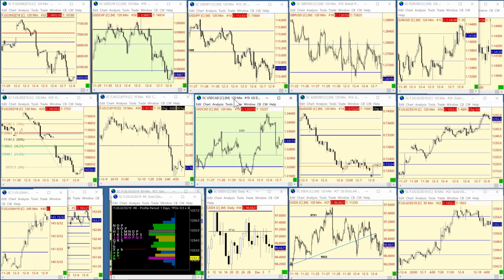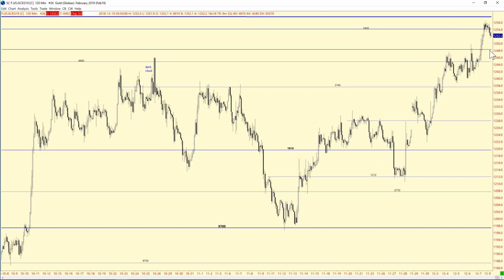And on Friday, we were talking in the chat room about 1254 being that next target, and that's exactly where it went on the close on Friday. We've since pushed up a little bit higher. But let's go on and move into the news.